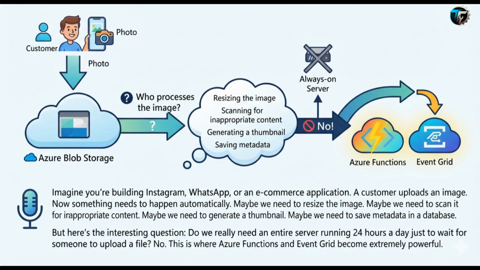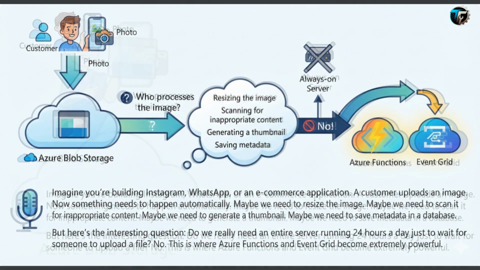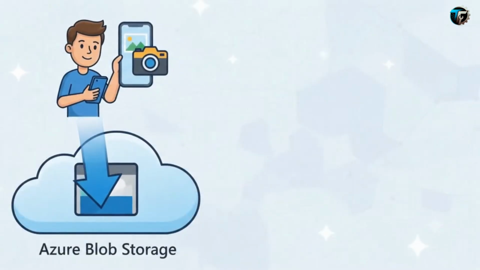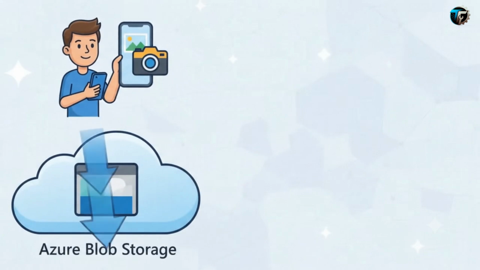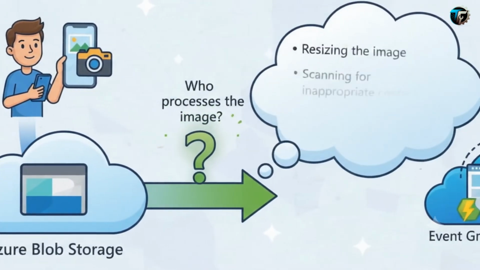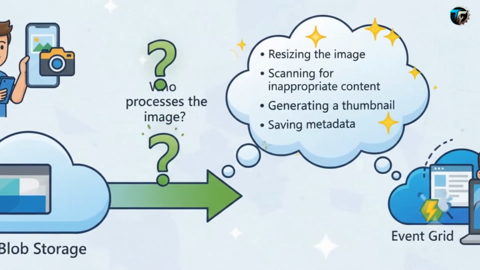Imagine you are building Instagram, WhatsApp, or an e-commerce application. A customer uploads an image. Now something needs to happen automatically. Maybe we need to resize the image. Maybe we need to scan it for inappropriate content. Maybe we need to generate a thumbnail. Maybe we need to save metadata in a database.